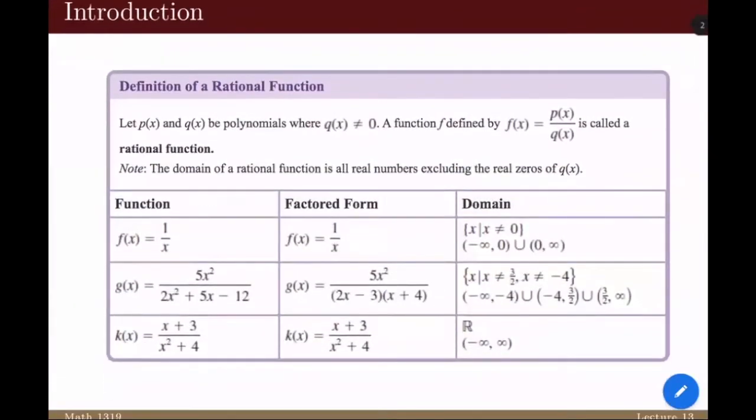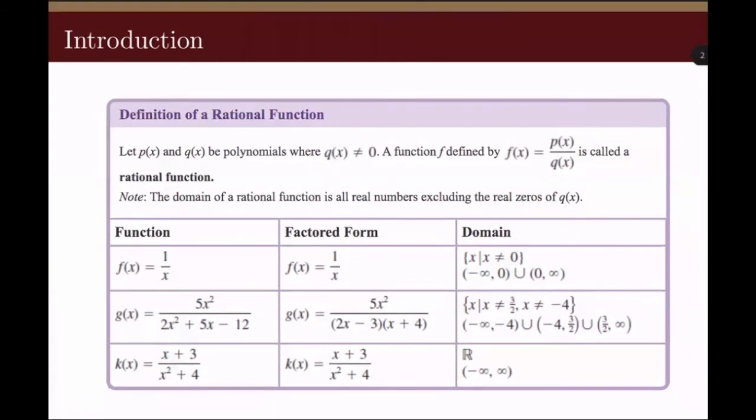First, a little introduction. We're going to have a definition of a rational function. It's saying let P and Q be polynomials where Q is non-zero. And all this means is that the denominator is not 0. So then we have f of x equals p over q is a rational function.